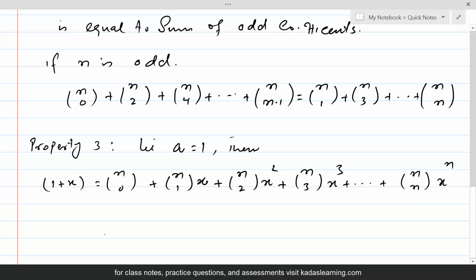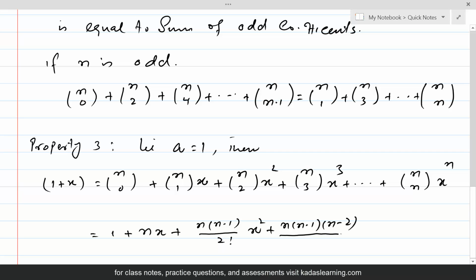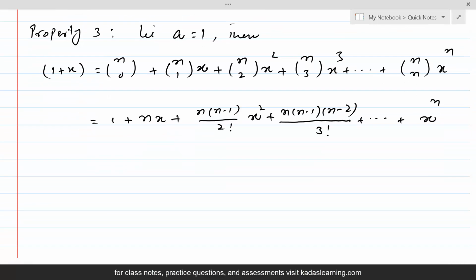And if we expand these coefficients, nC0 is of course equal to 1, plus nC1 is nx, plus n(n-1)/2! times x^2, plus n(n-1)(n-2)/3! times x^3, plus so on, plus x^n. That would be the binomial expansion where a is equal to 1.